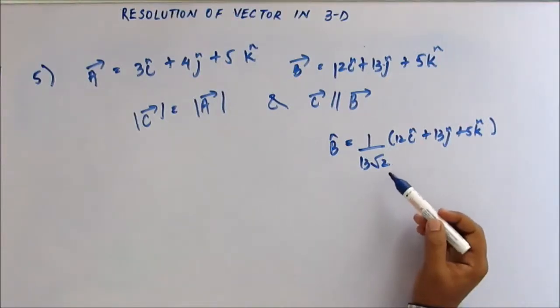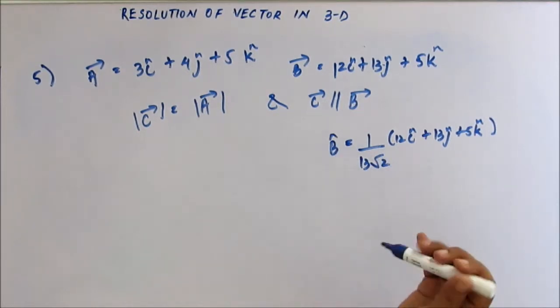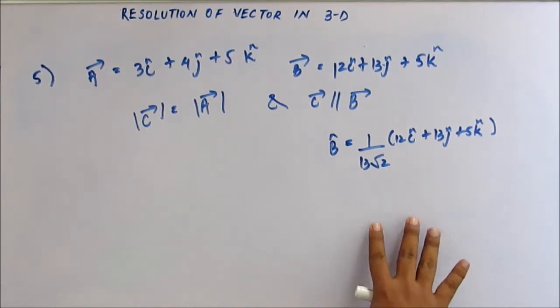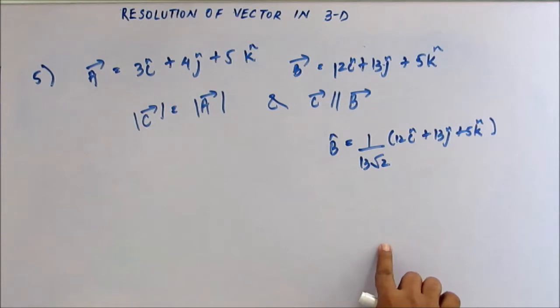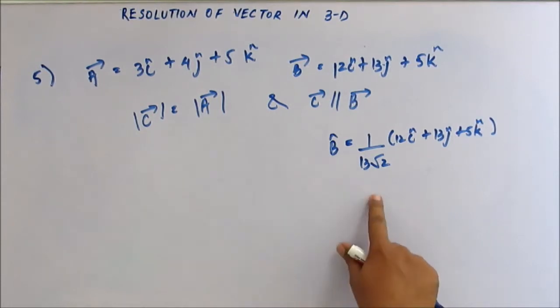You will have to notice and understand that the direction of b cap is the same as that of b vector, because we have just divided it by a number and we did nothing else. Now from the theory that we studied just now about the direction cosine, if you think from that point of view, direction cosine of b cap is the same as that of b vector.